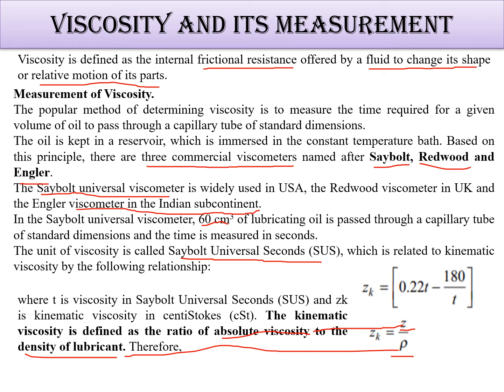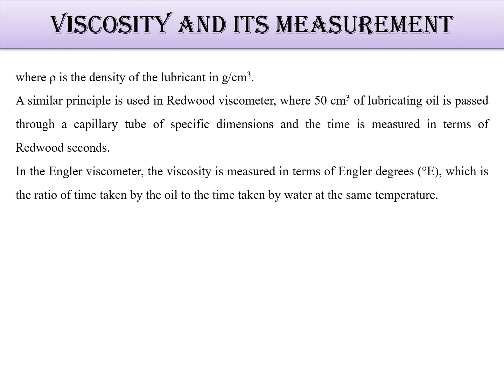Okay, you get this? Next slide. Now rho is the density, as we know, in grams per cubic centimeter. A very similar principle is used in the Redwood viscometer also, where 50 cubic centimeters of lubricating oil is passed through a capillary tube of specific dimension and time is measured in terms of Redwood seconds. In the previous one we used Saybolt seconds.